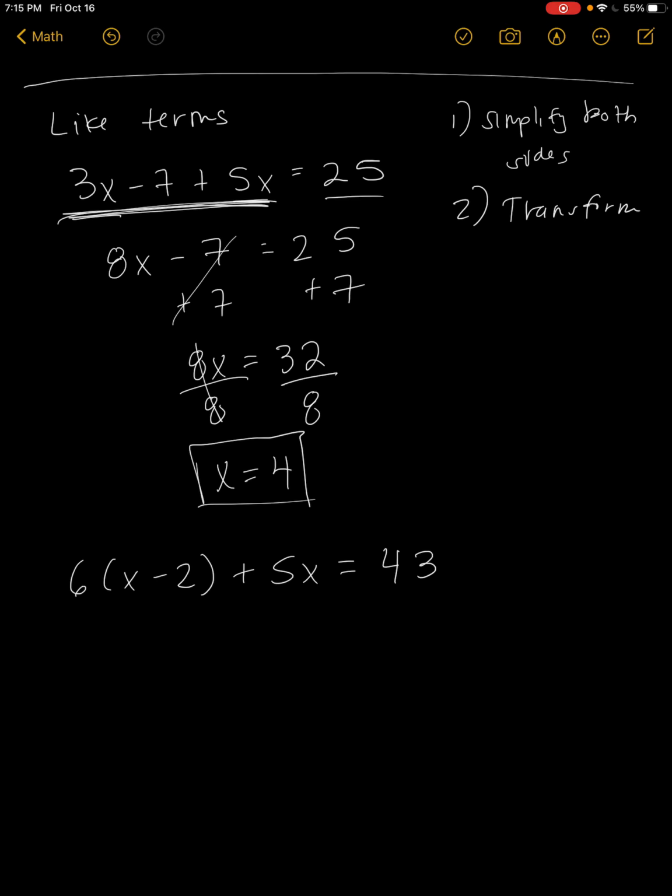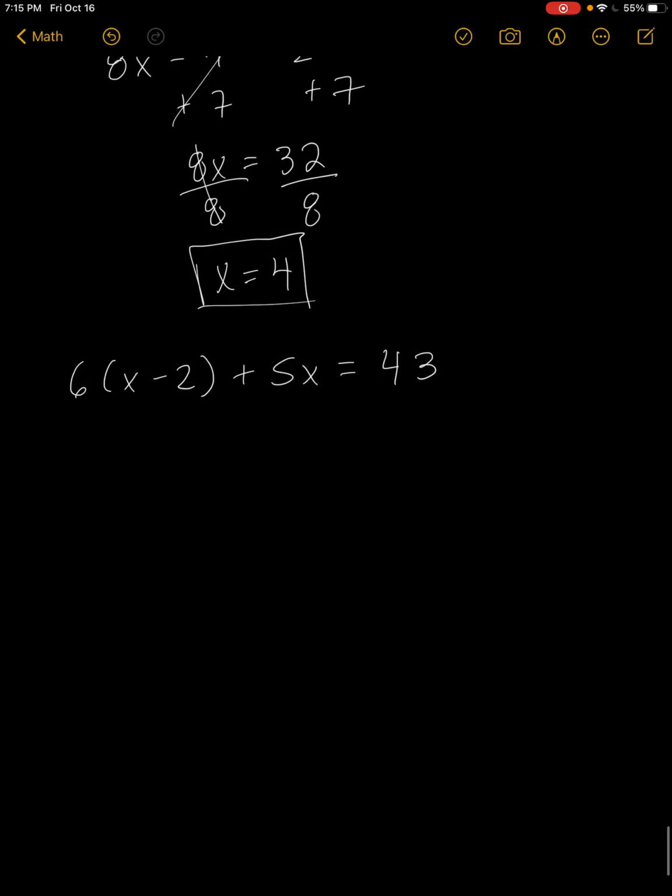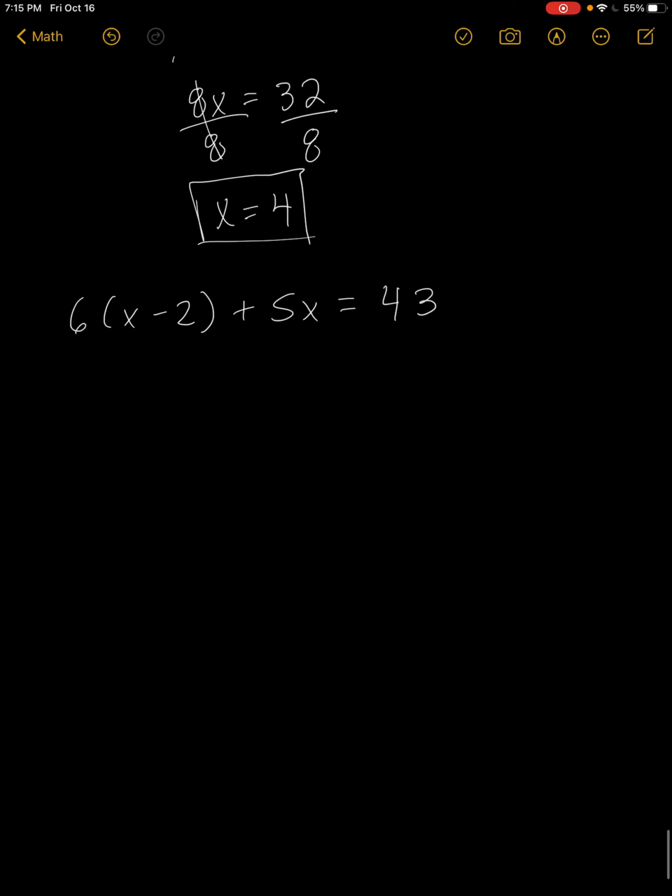Okay, to solve. So yeah, simplify and then transform. So I'm not going to be adding or subtracting or multiplying, dividing to any side yet. I want to try and simplify this side first. So first way I can do that is distribution. Right, 6 times x is 6x. 6 times 2 is 12. Right, and I only distribute in the parentheses, right? And then plus 5x.